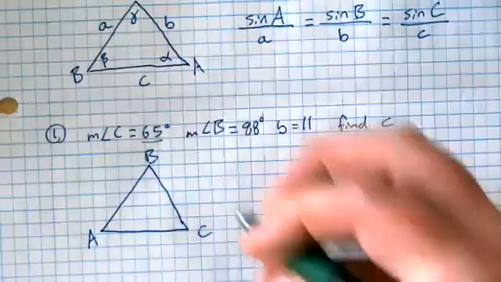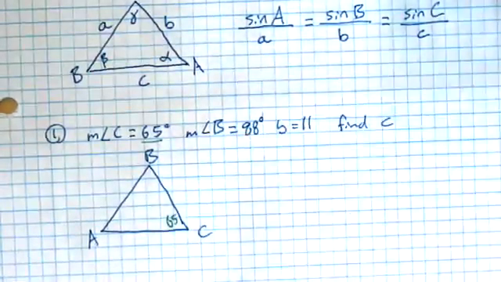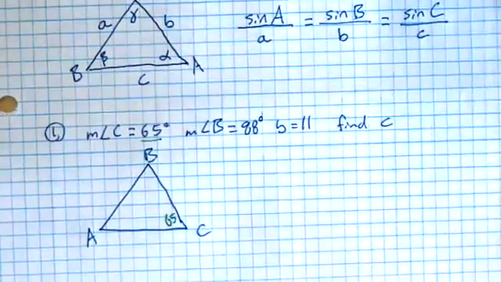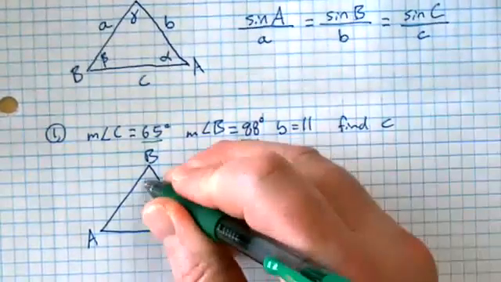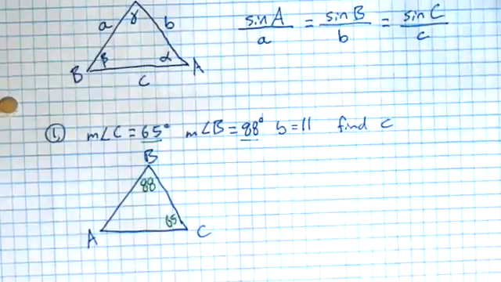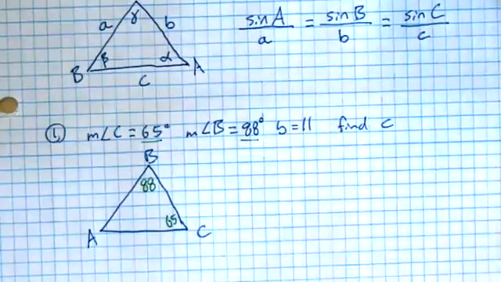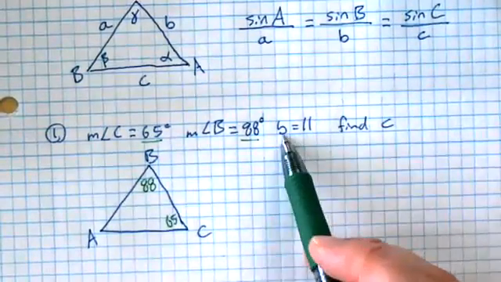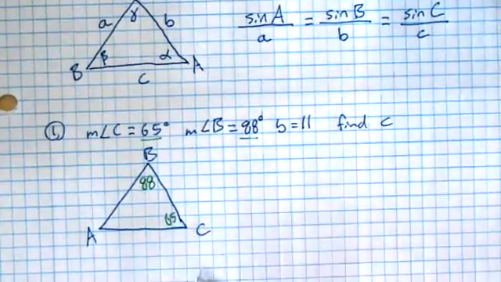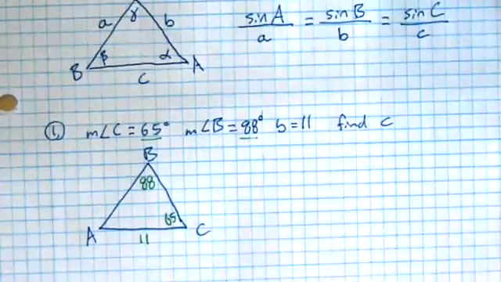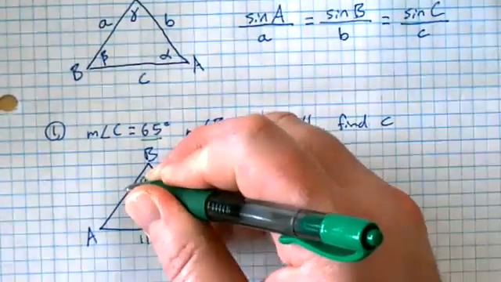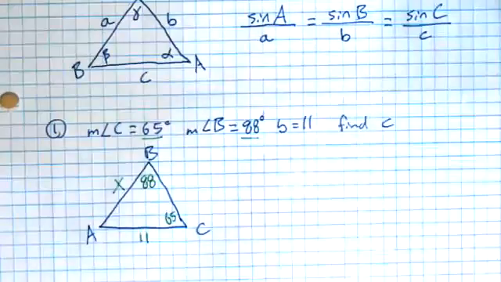So this 65 is angle C. It's going to go in the angle at C. This 88 is the angle at B. It's going to go in the angle at B. This 11 is the length of side B. Where's that going to go? Across from angle B. So in my case, on the bottom. Do you guys have a question? So I'd save the side conversations for another time then. So that 11 goes down there. And we're trying to find C. Do you want to call it C or you want to call it X? I'm calling it X, that's what we're solving for.